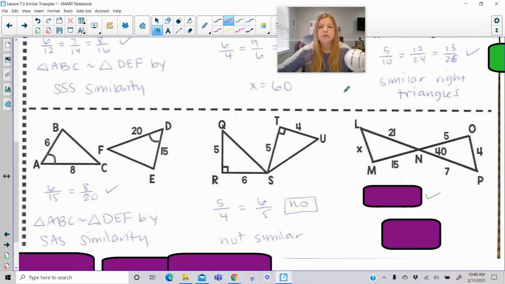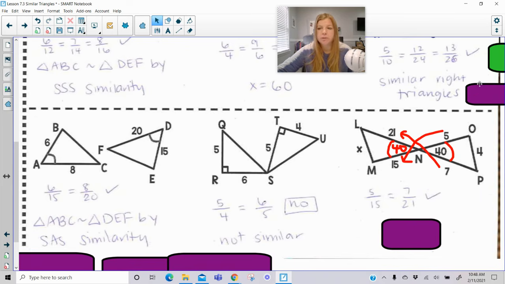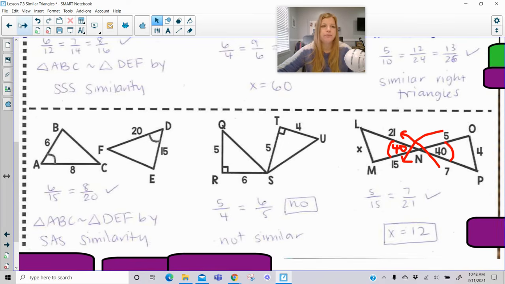Now this last one, okay, so by vertical angles, I definitely have congruent angles. And now proportional, 5 goes with 15. 7 goes with 21. So if I was looking at this, 5 over 15 is definitely equal to 7 over 21. And so therefore, if I set up that same proportion, it looks like I have a 3-to-1 scale factor here from LMN to PON. Then if OP is 4 and I multiply it by 3, I would get that X is 12.